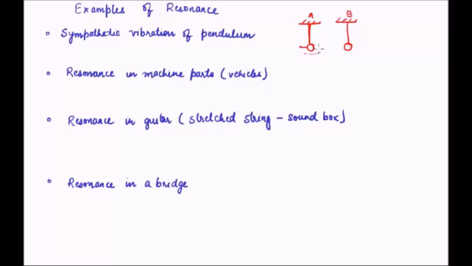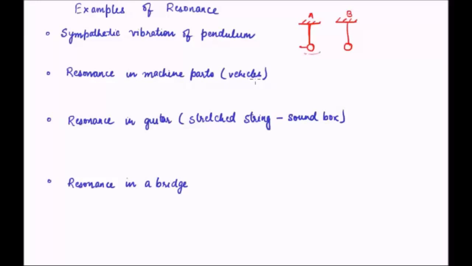So what is happening is basically A is setting pendulum B into vibration via resonance. Since they are quite similar, the natural frequencies are the same, and this frequency of pendulum A is transferred via pressure difference to B, and that is setting B into vibration. Okay, so this is known as sympathetic vibration of pendulum.